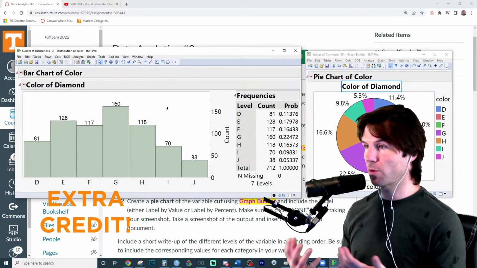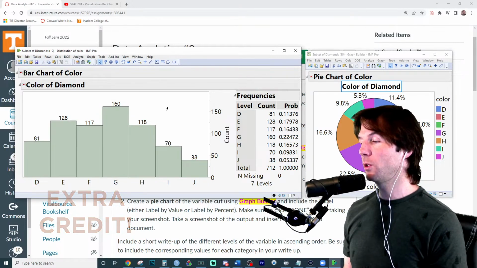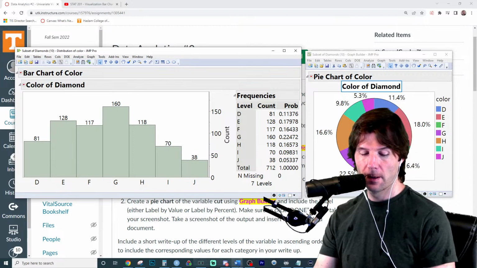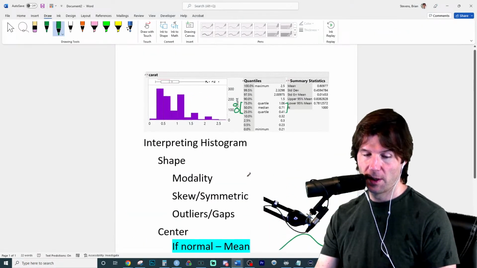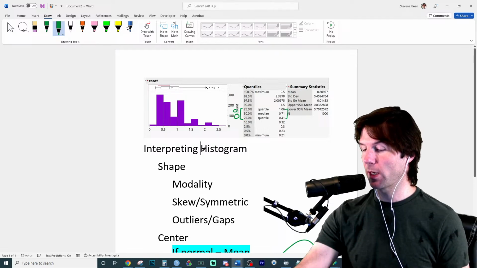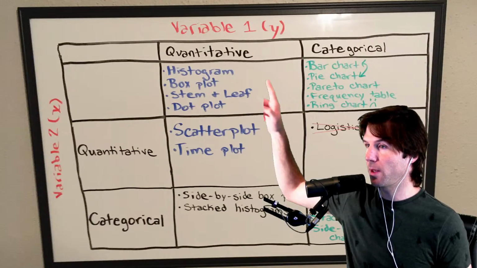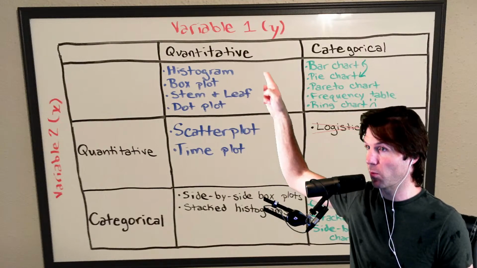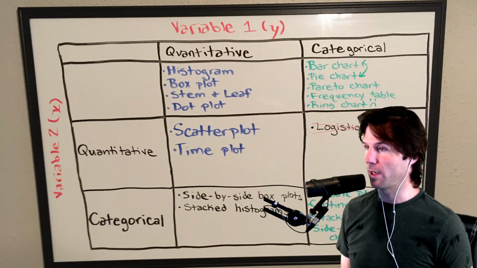Because technically the bars really have no order to them, so we wouldn't talk about skew right here. Skew only applies to histograms, and histograms are for what kind of data? Quantitative, right? So it wouldn't apply here.